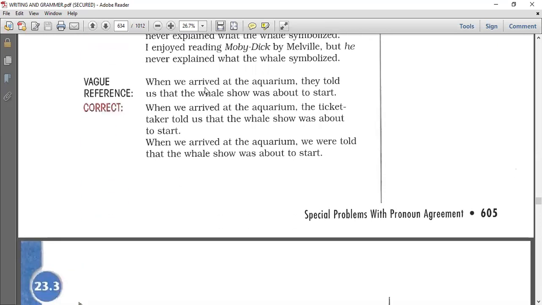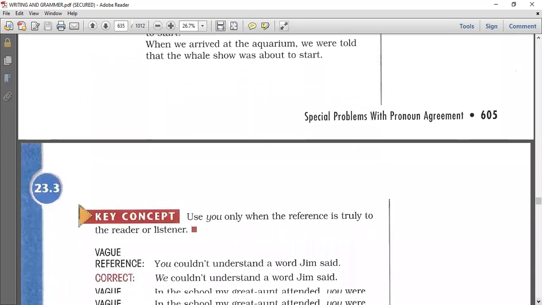Another example: when we arrived at the aquarium, they told us that the whale show was about to start. Of course, in spoken English, guys, it's very clear. We understand who they are, maybe the people responsible for this aquarium. But when you write standard English, you should state the antecedent clearly. So when we arrived at the aquarium, the ticket taker, for example, told us that the whale show was about to start. Or when we arrived at the aquarium, we were told that the whale show was about to start. We don't have the vague pronoun they.